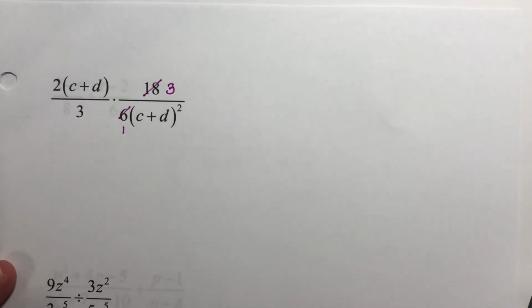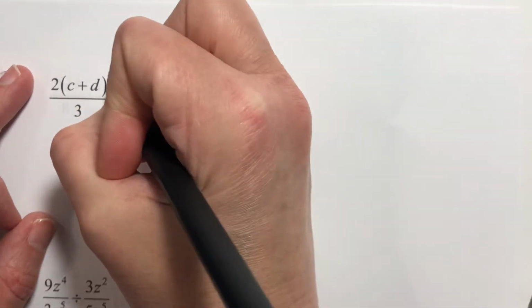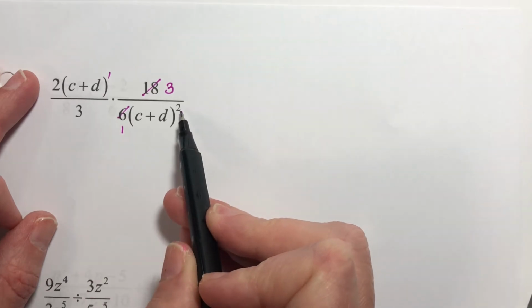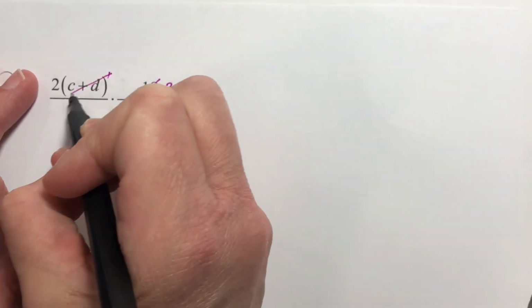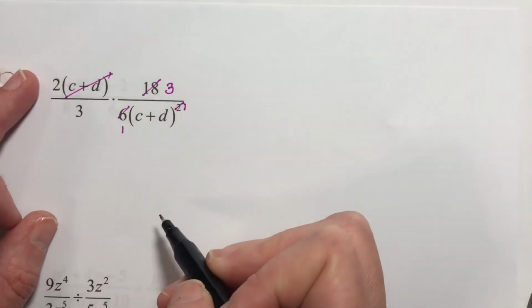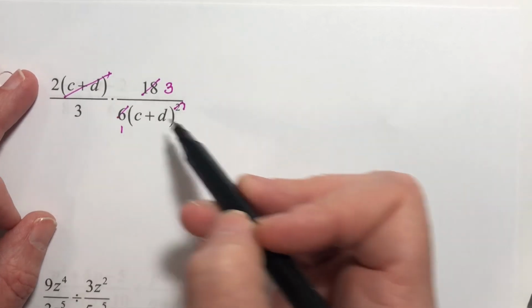Now let's look on the diagonal. On this diagonal, I have a c plus d, which is to the first power. I have a c plus d squared, second power. One of those cancels out one of these. So I still have 1 in the bottom. This whole thing had to cancel out as a unit because it's in parentheses.